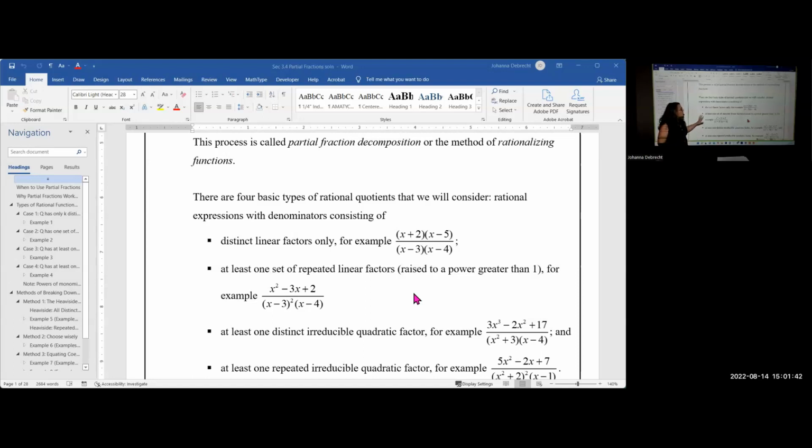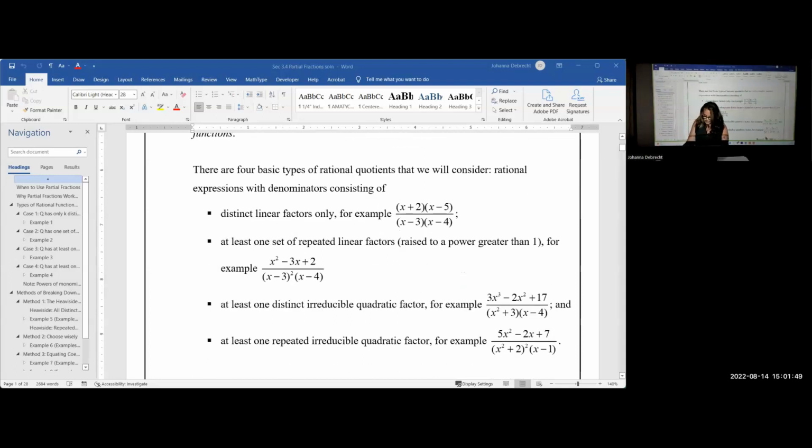Now, there are 4 basic types of rational quotients that we will consider. What are these 4 basic types? What we're really talking about is the denominator itself. The denominator of this rational expression, what are the four different types? Distinct linear factors only. And again, I'm only focusing on the denominator, not the numerator. When I look at the denominator, I have factor x minus 3 and factor x minus 4.